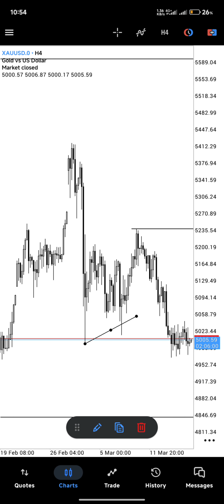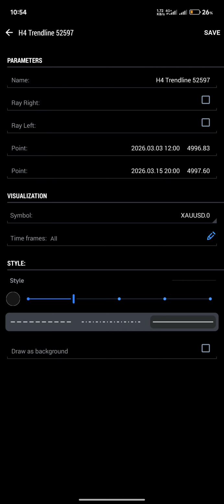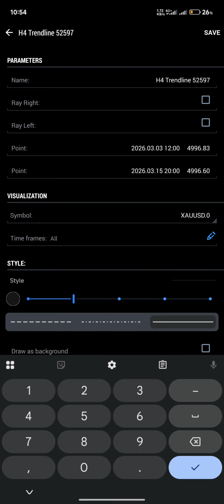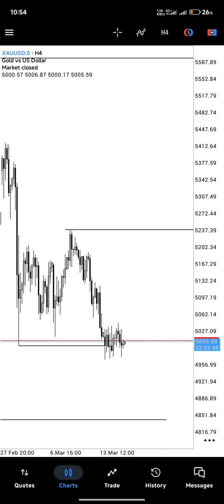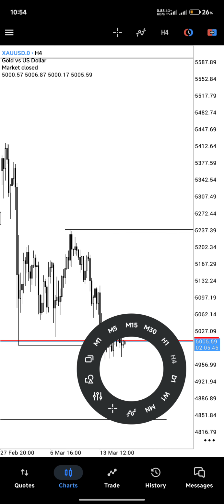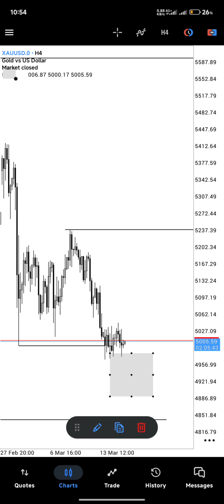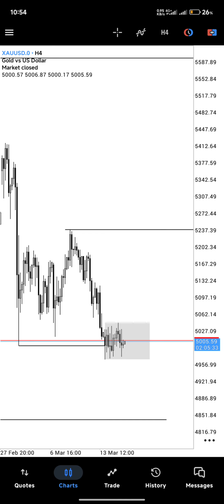But you notice price has swept these lows out. As you can see here, price has swept it out already. So now that price has swept it out, price is currently consolidating, as you can see here. So what you want to do is take note of the low and the high of this consolidation. Currently this is the low and the high of this consolidation. Alright, so we want to see a breakout.